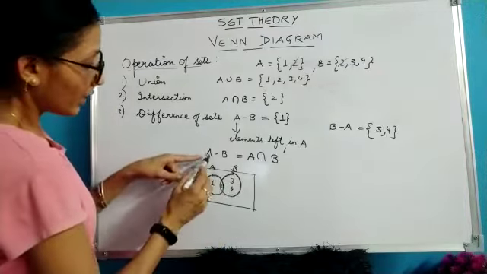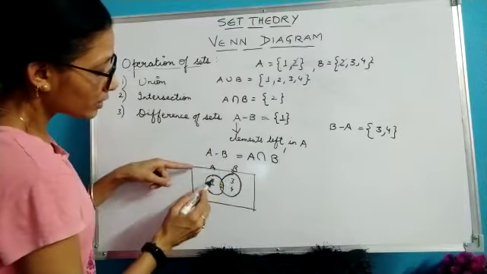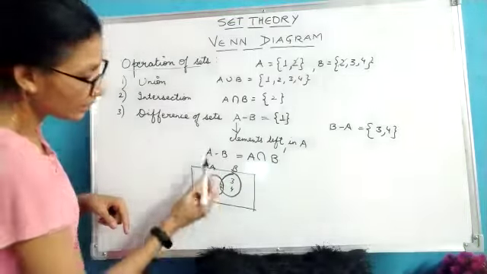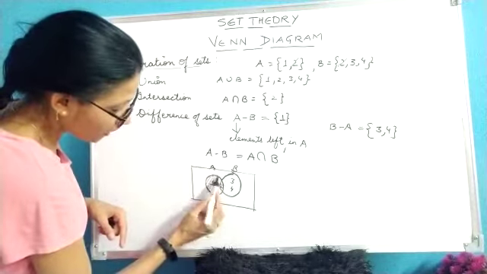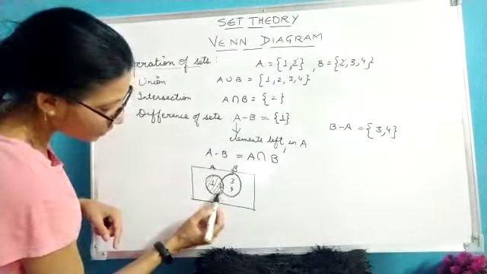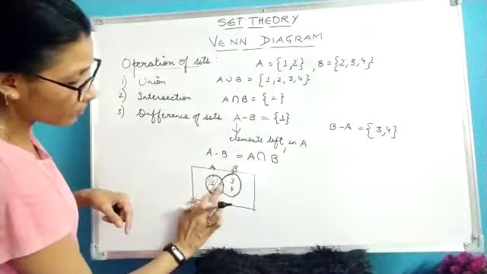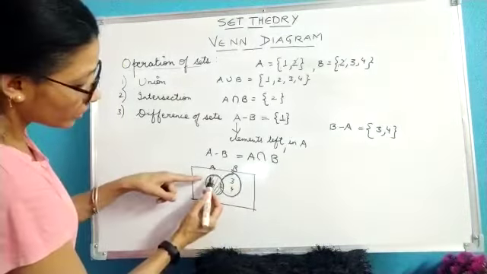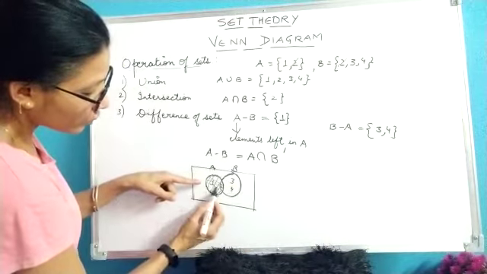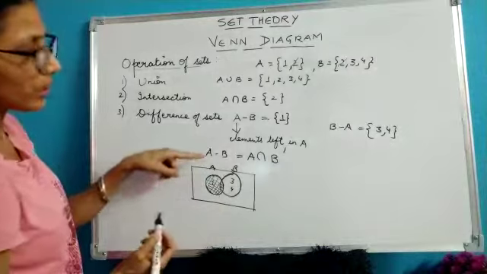Now A minus B, that means the leftover elements in A. So this is the part which shows me the leftover elements of A. This is the common part, so I am not taking it. So this is the only part which I am taking as the leftover element of A.